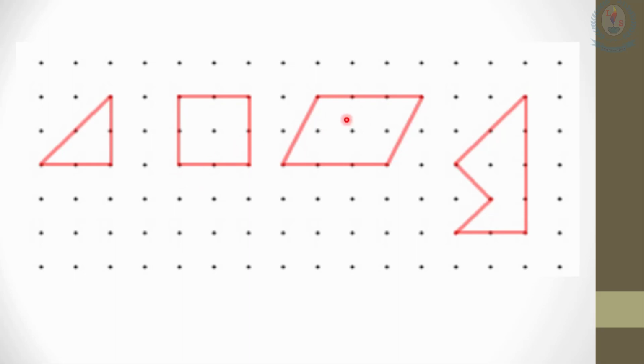Next one, it's a parallelogram. That is also a quadrilateral. That is an irregular quadrilateral. You can see the 4 vertices are kept and joined with straight lines. Next one, let's count the number of vertices. 1, 2, 3, 4, 5. Now it's clear there are 5 vertices and 5 sides.